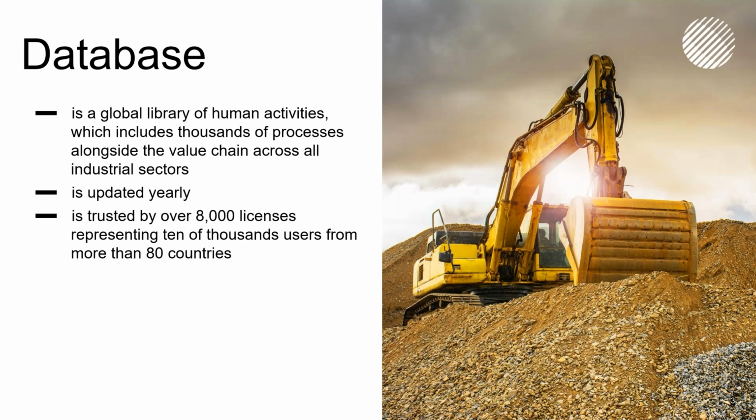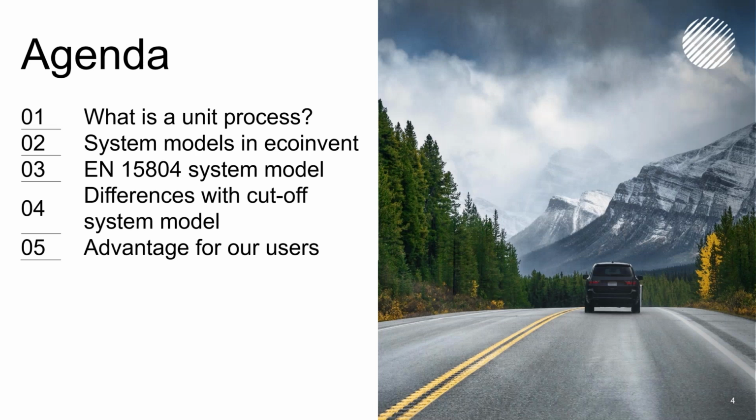The database itself is a global library of human activities and includes thousands of processes along the value chain of several industrial sectors. This database is updated yearly and is trusted by more than 8,000 licenses and users from more than 80 countries. So today, before targeting the EN15804 system model, we will discuss a little bit in general what unit processes in ecoinvent are, and the system model in ecoinvent. Then we will have a focus on the EN15804 system model, and we will describe the main differences between the cutoff and the EN15804 system model. Lastly, we will describe the advantages for our users.